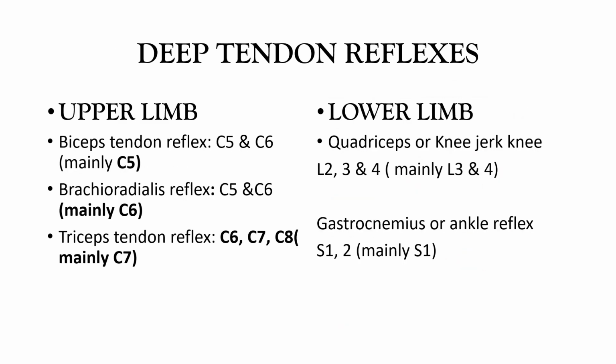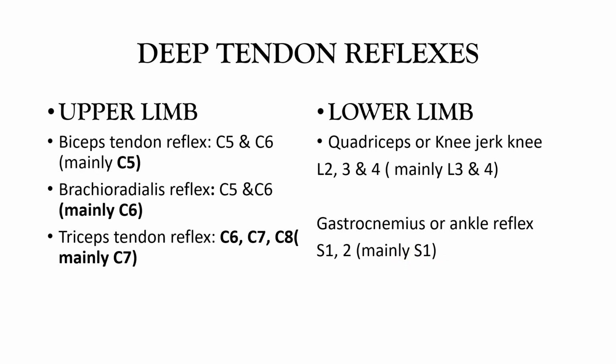Now we have deep tendon reflexes. For the upper limb, we have the biceps tendon reflex, okay, where we have C5 and C6, but it's mainly by the C5 nerve roots. Then we have brachioradialis reflex, C5, C6, but it's mainly by C6 nerve roots. Then we have the triceps tendon reflex, C6, C7, C8, but it's mainly by C7. Then for the lower limb, we have quadriceps or knee jerk reflex by L2, L3, then L4, but it's mainly by L3 and then L4. Then we have gastrocnemius or ankle reflex by S1, S2, but it's mainly by S1.